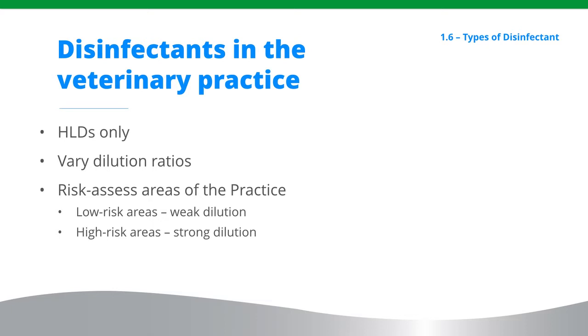Some areas will present lower risk than others. In these areas, a less powerful solution of high-level disinfectant can be used. Stocking a high-level disinfectant and varying the dilution at which a solution is prepared according to the level of risk will save money, space, and staff training routines. We'll be considering dilution issues again in more detail in other sections.